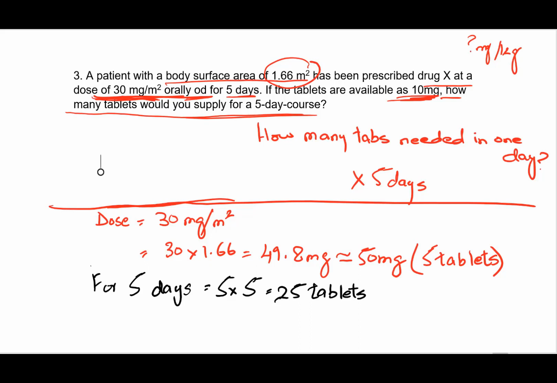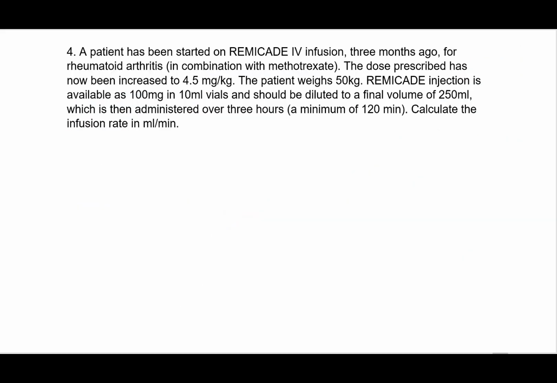And 25 tablets the patient will need for a 5-day course. So that's the answer. Moving on to question number 4, we have a patient who has been started on Remicade IV infusion 3 months ago for rheumatoid arthritis, and the dose has been increased to now 4.5 milligrams per kg. The patient weight is 50 kg.